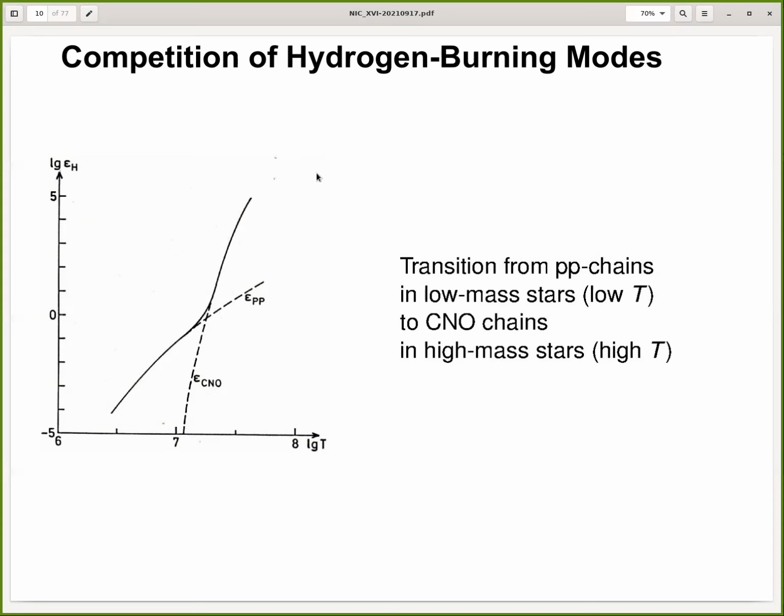So low mass stars will have lower central temperatures, and they will be dominated by the PP chains. And high mass stars have higher central temperatures, and they will therefore be dominated by hydrogen burning by the CNO cycle. It doesn't mean that the hydrogen burning by the PP chain doesn't occur. It just means that it is not a dominant process, because the CNO cycle is more important, easily by orders of magnitude.